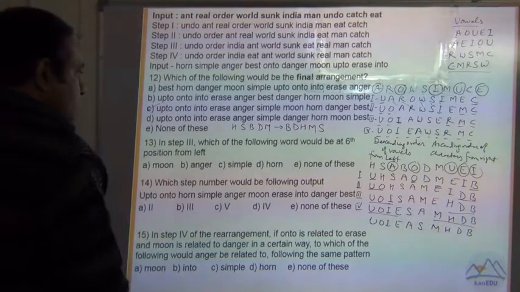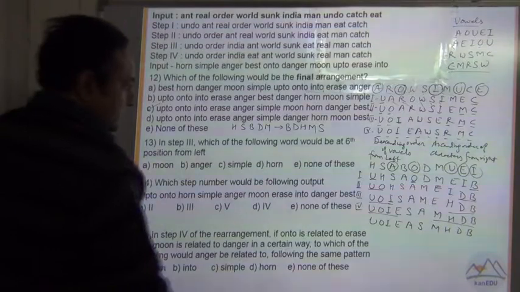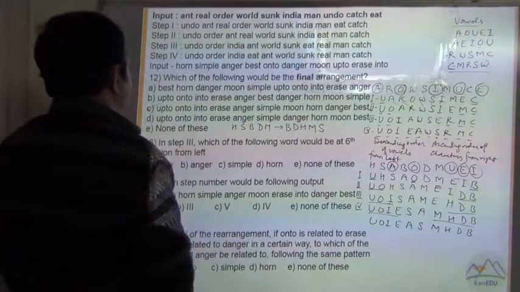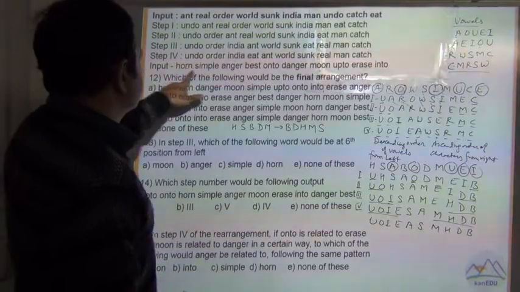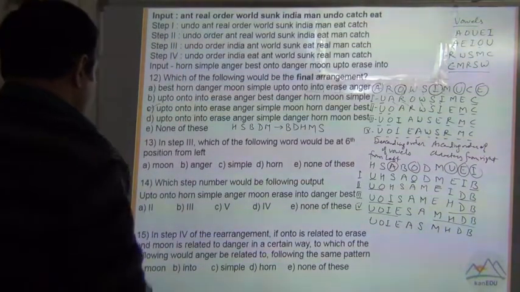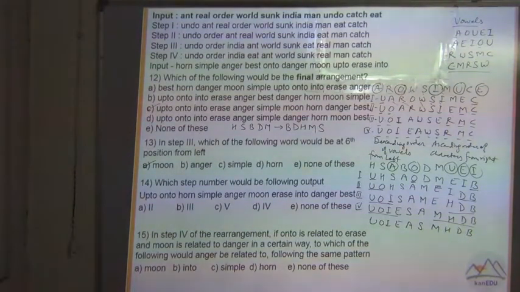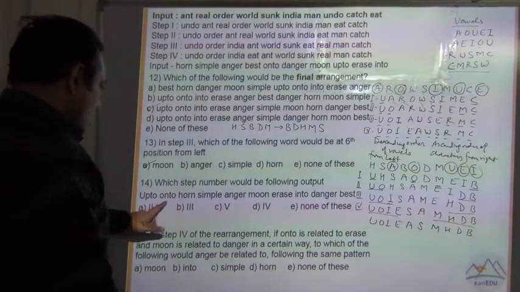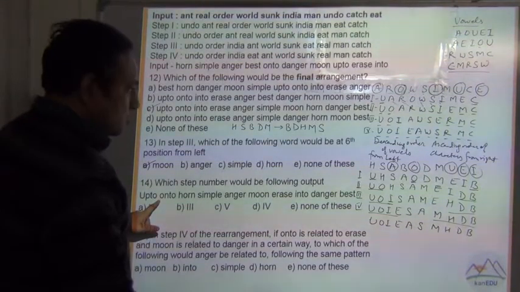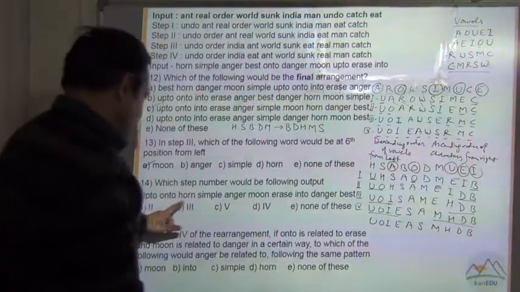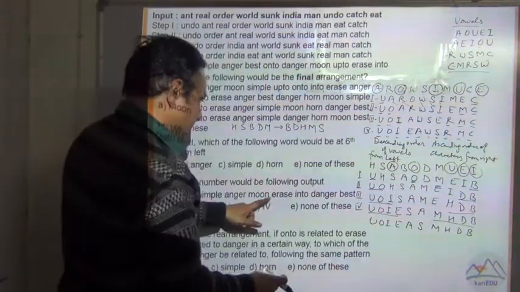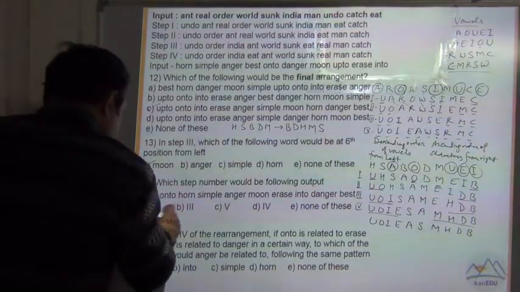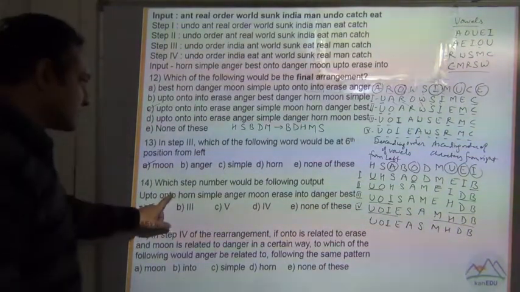In step 3, which of the following verb would be at the 6th position from left? 6th position from left, 1, 2, 3, 4, 5, 6, M. M is what? M is moon. So answer is A. Let's see the next one. 14. Which step number would be the following output? UOHSA, M, EI. DB. So this is step number 2. After this step we will get this output.